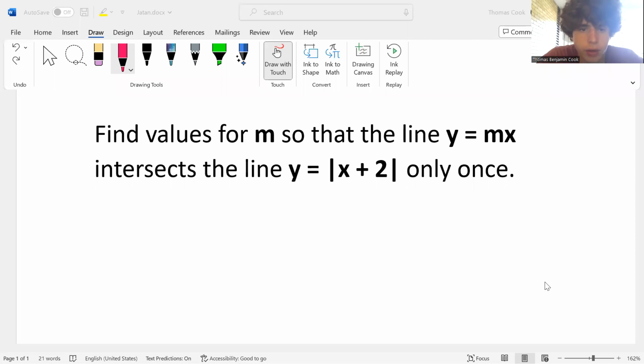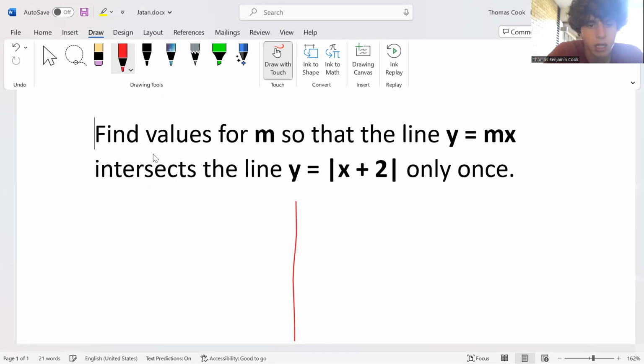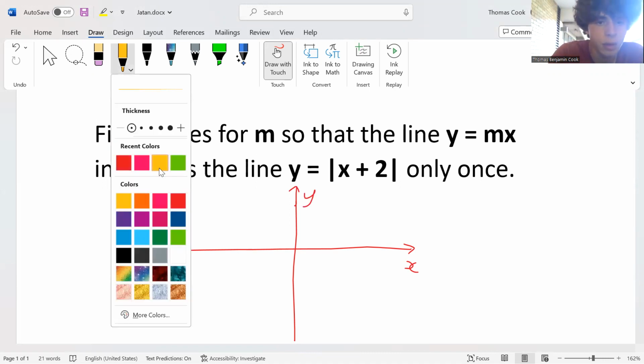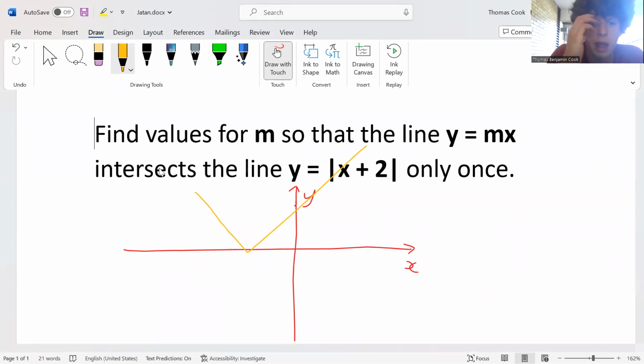So I think this was the question. Find values for m so that the line y equals mx intersects the line y equals x plus 2 only once. Now, I'll just draw it up, but I want to say that I think when you started looking at the question, you were getting confused from the previous part. This is part B, you were getting confused on part A, whereas like y equals 3x or something. This has got nothing to do with that previous part. So even though they've got the same absolute value functions, the two different parts are sort of unrelated. So I don't want you to get confused by that.